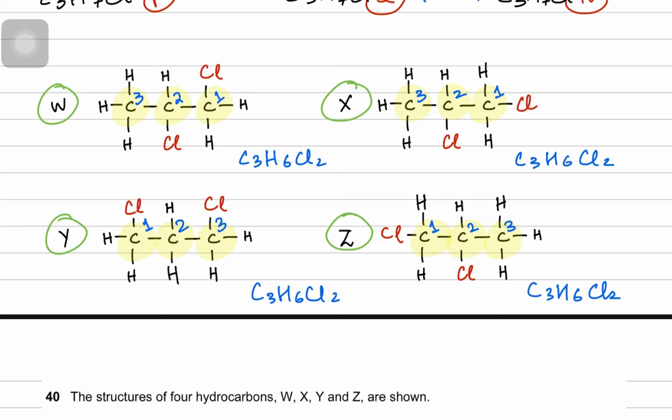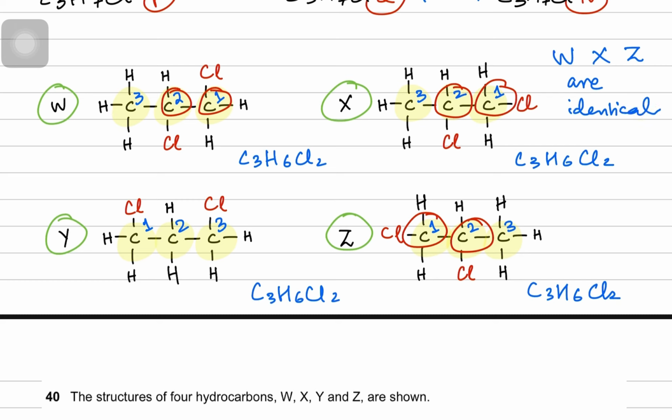Now notice one thing. For W, there's one chlorine on carbon 2, one chlorine on carbon 1. For X, again there's one chlorine on carbon 1 and one on carbon 2. For Z, again there's one chlorine on carbon 1, one chlorine on carbon 2. And that is why, guys, W, X, and Z are identical. They are literally the same structure because they all have chlorine on the same carbon. Only Y is different because Y has a chlorine on carbon 1 and carbon 3.